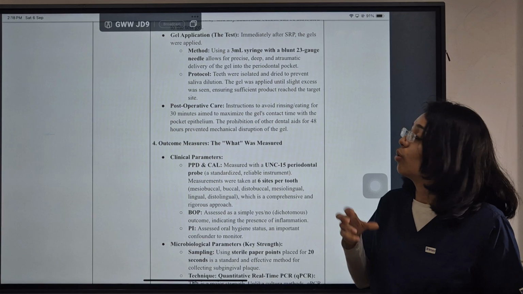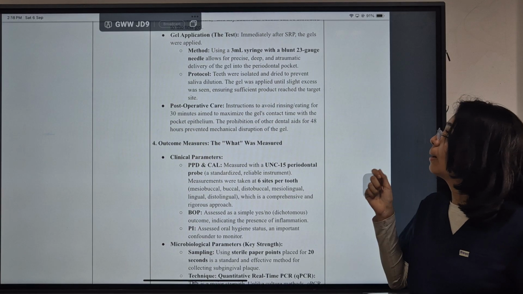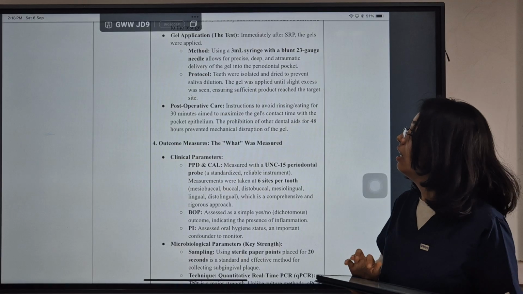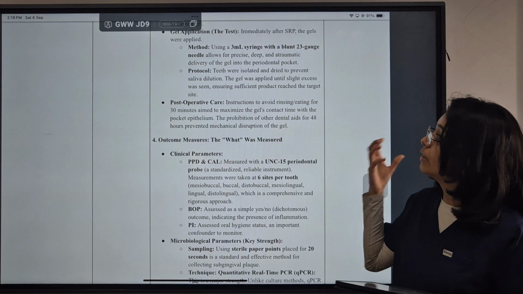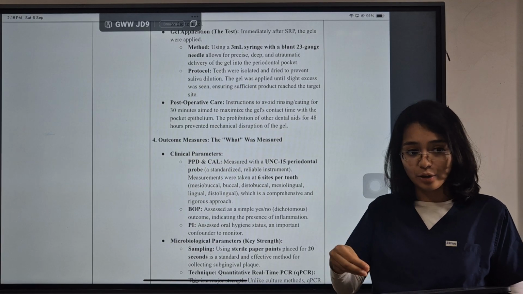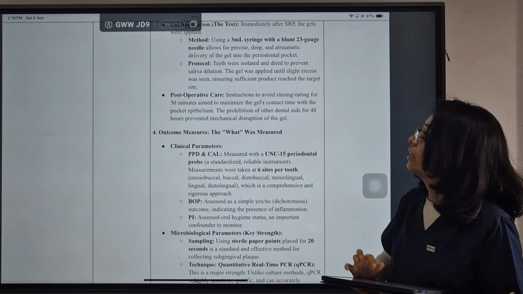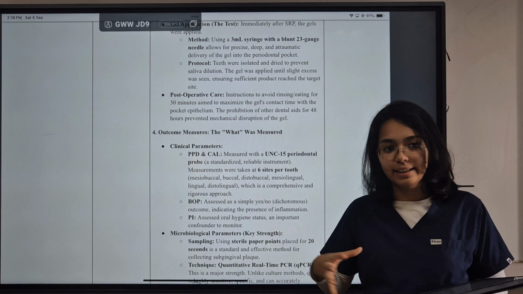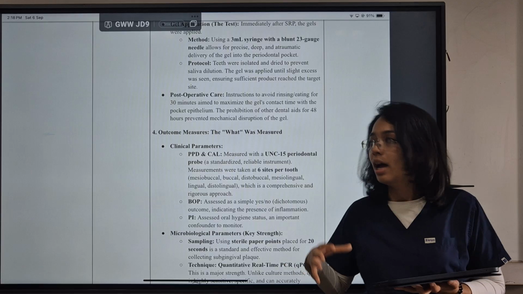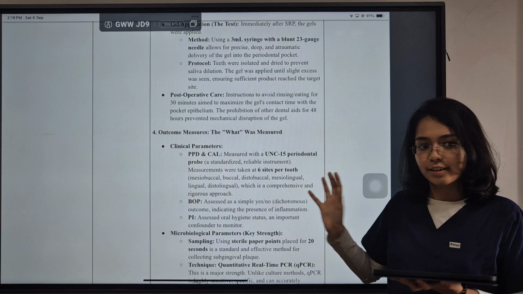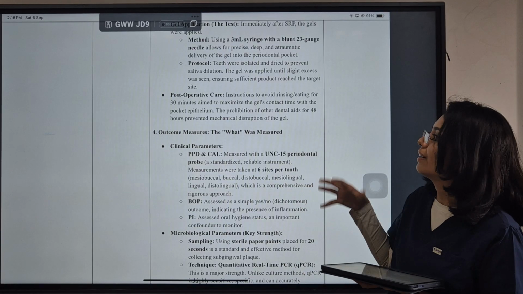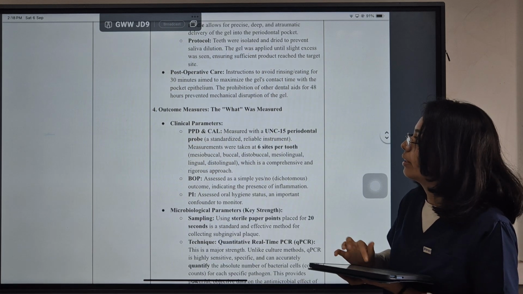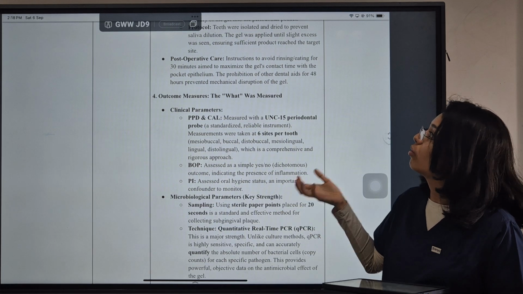The method used a blunt 23 gauge needle to deliver the gel into the periodontal pockets, and then the teeth were isolated, and they maintained strict sterilization and other protocols so that there were no other issues noted, and post-operative care was also done.